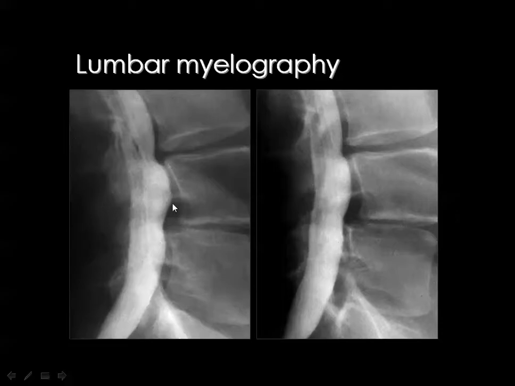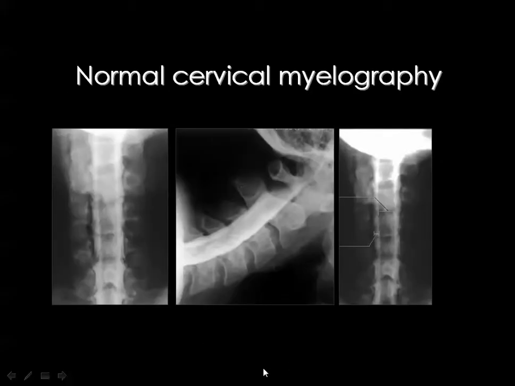If there is an indentation of the contrast column opposite the disc space, you may assume that there is some disc bulging inside the spinal canal. By certain criteria, we were able at that time to discriminate between disc bulge and disc herniation, but the discrimination was not that accurate at that time.